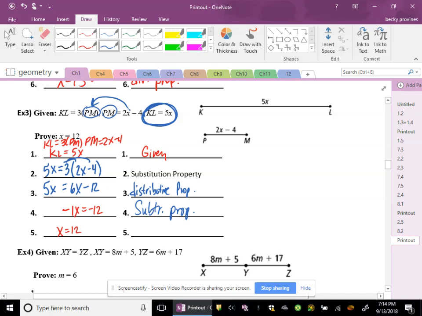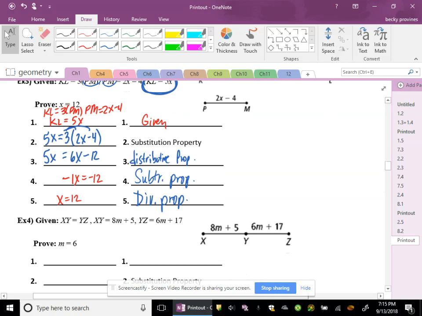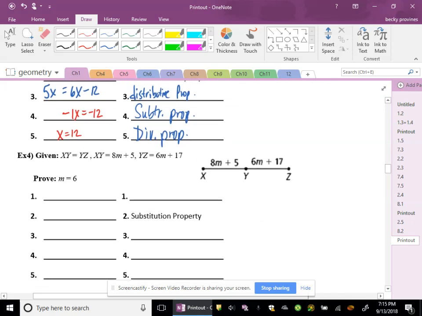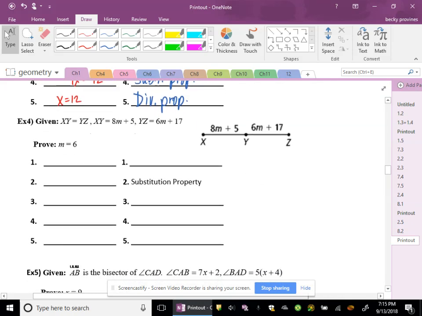So how do you go from step number 4 to step number 5? How do I get rid of those negatives? Guys, this is your call. Are you going to divide by -1 or are you going to multiply by -1? I think most people probably divide each side by -1. So you're using the division property. So yay, we made it. X equals 12. So we're finished. All right, let's see if we can do this next one.